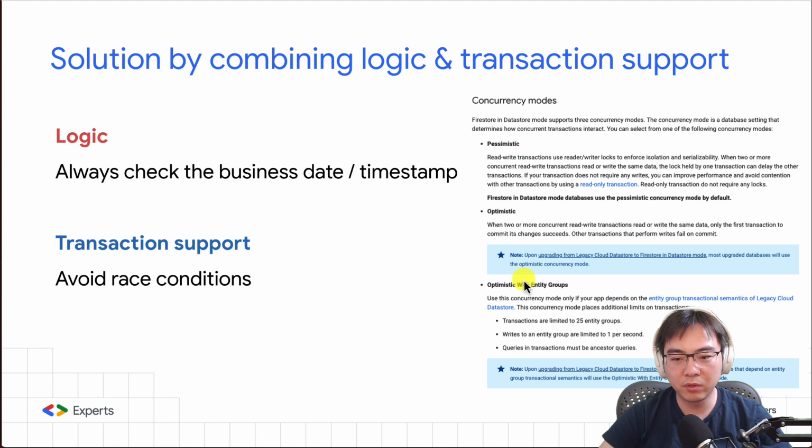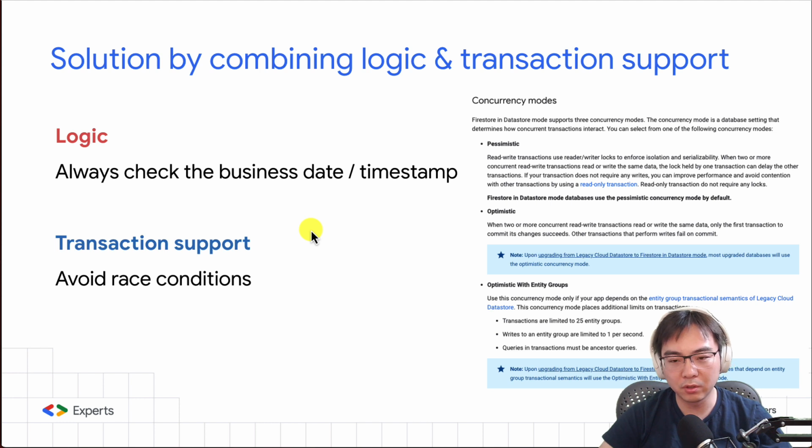Data Store supports three kinds of transactions, but the one in the middle is the default, and it's also the one I prefer. The optimistic one is basically saying if you have two processes trying to update the same key, one of them is going to fail, right? So when there's a contention, only one will be successful.